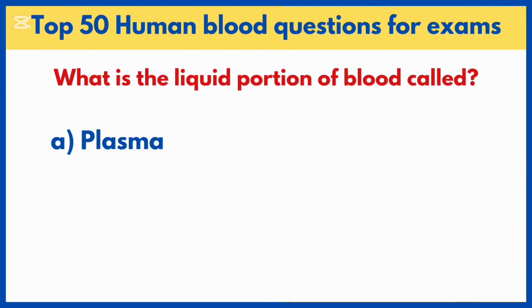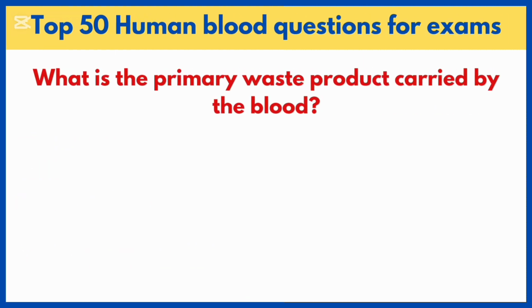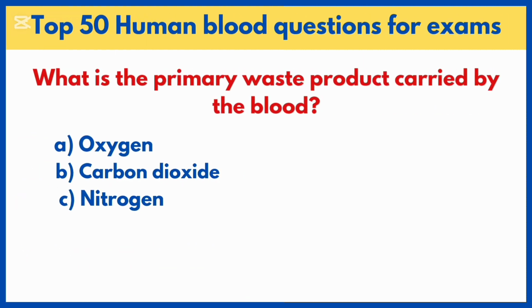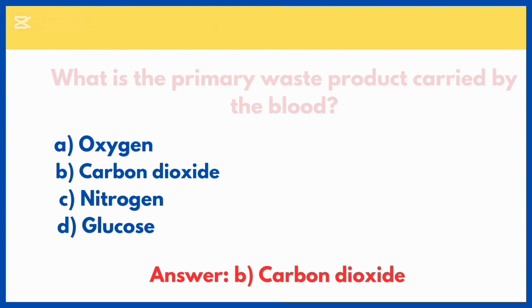What is the liquid portion of blood called? Correct answer is option A, plasma. What is the primary waste product carried by the blood? Correct answer is option B, carbon dioxide.